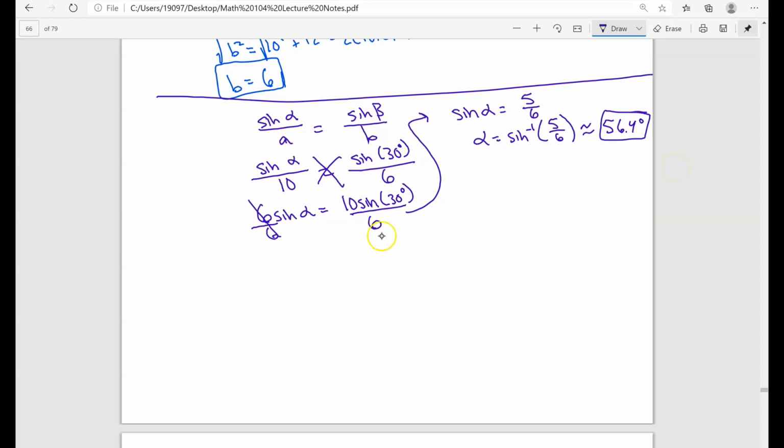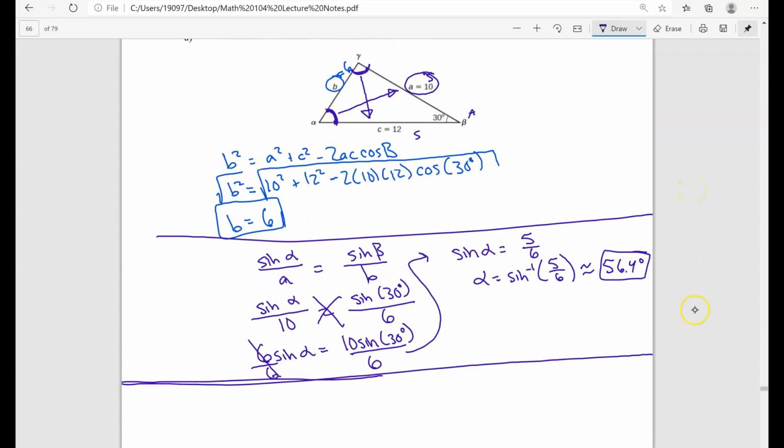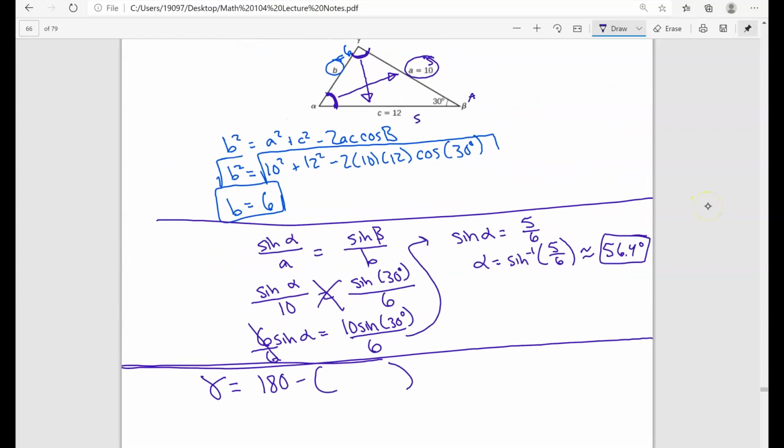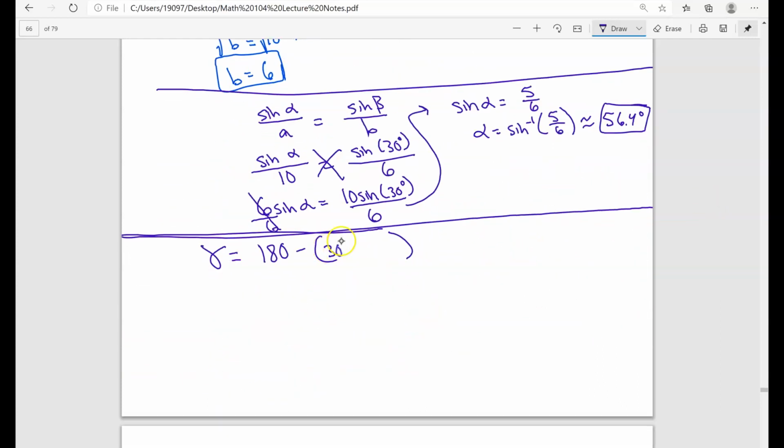And now finally, we're just going to solve for gamma. The way that we're going to do that is by taking 180 and subtracting the angles that are given to us. The first one was 30 degrees, plus 56.4 degrees. So gamma is 180 minus 30 plus 56.4, and then you're going to get 93.6 degrees.